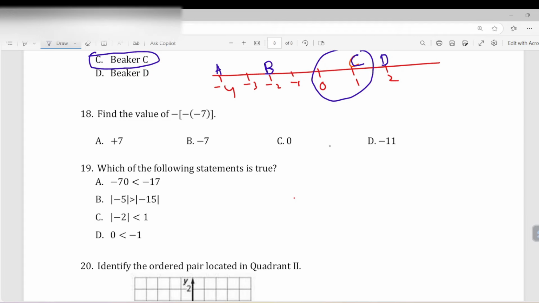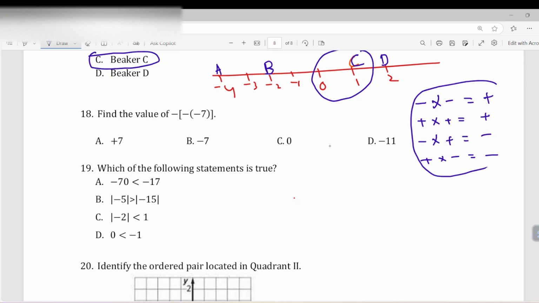Before going to this problem, you see minus times minus is plus. Please make a note: plus times plus is plus. Minus times plus is minus. Plus times minus is minus. Please make a note, this is very important. If both are minus, the answer will be plus. If both numbers are plus, the answer will be plus. If any one is minus, the answer is minus.